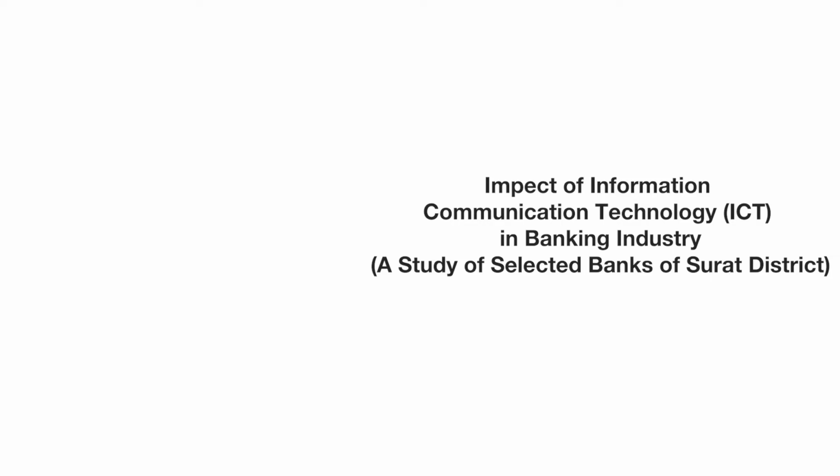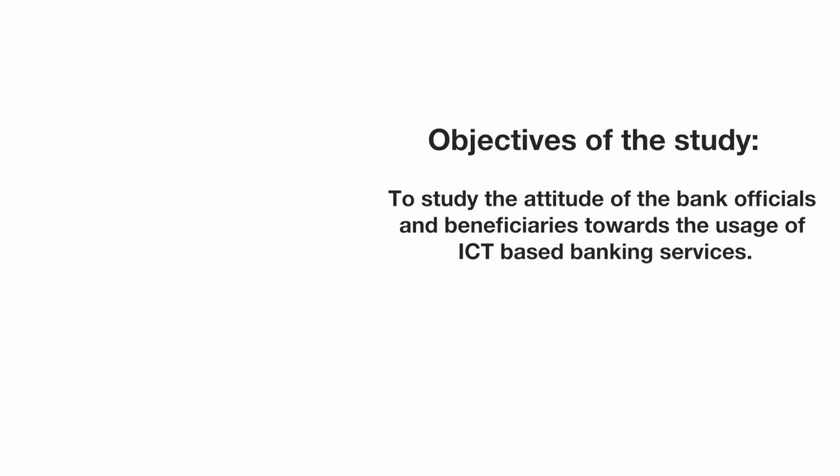Your objectives may be 6, 7 if it is a PhD thesis. If it is a research paper, then only one objective is also enough. So, your objectives may be like this: to study the attitude of the bank officers and beneficiaries towards the usage of ICT based banking services. So, you want to cover both beneficiaries as well as officers, whether it is useful for them or not.